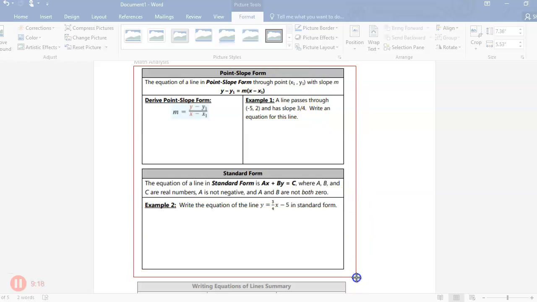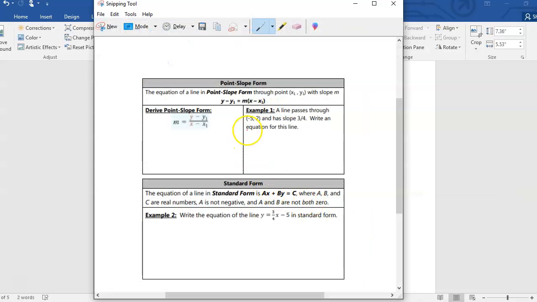Okay, the next thing we're going to refresh on is point slope form and standard form. Point slope form is exactly what it is. It shows the equation of the line through 1 point and a slope. So for an example, they give us the way to derive slope, which we remember how to do. And then they give us an example. It says the line that passes through (-5, 2) has a slope of 3/4. Write an equation for this line.